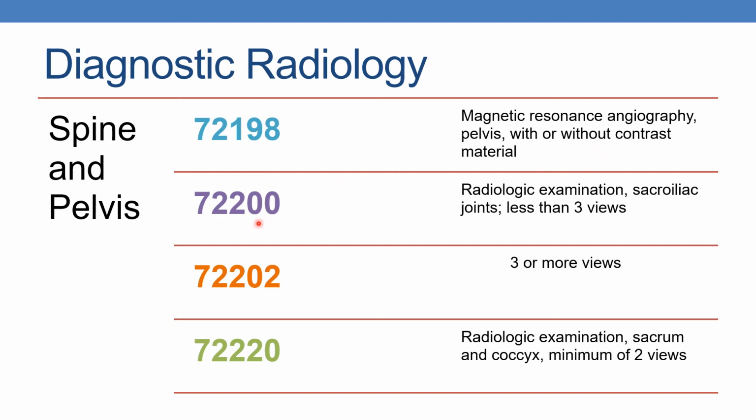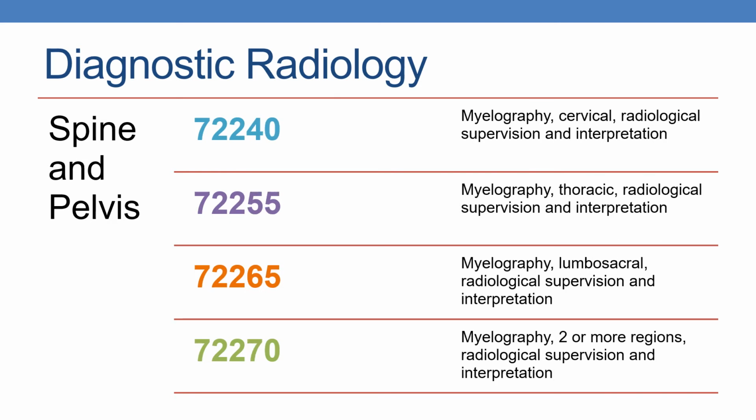The next is 72200, radiological examination, sacroiliac joints less than 3 views. The next is 72202, radiological examination, sacroiliac joints, 3 or more views. The next is 72220, radiological examination, sacrum and coccyx, minimum of 2 views. The next is 72240, which is nothing but myelography, cervical, radiological supervision and interpretation.